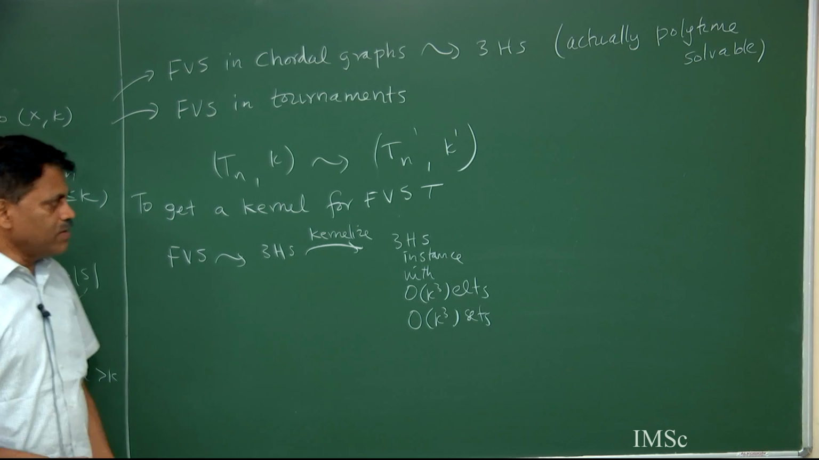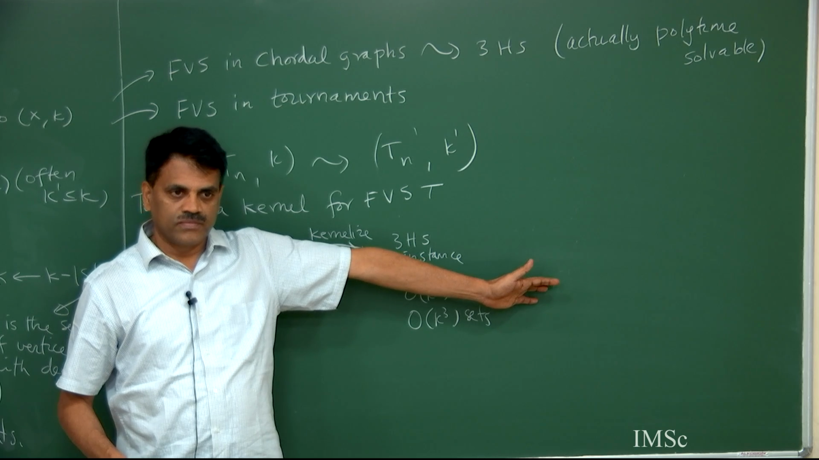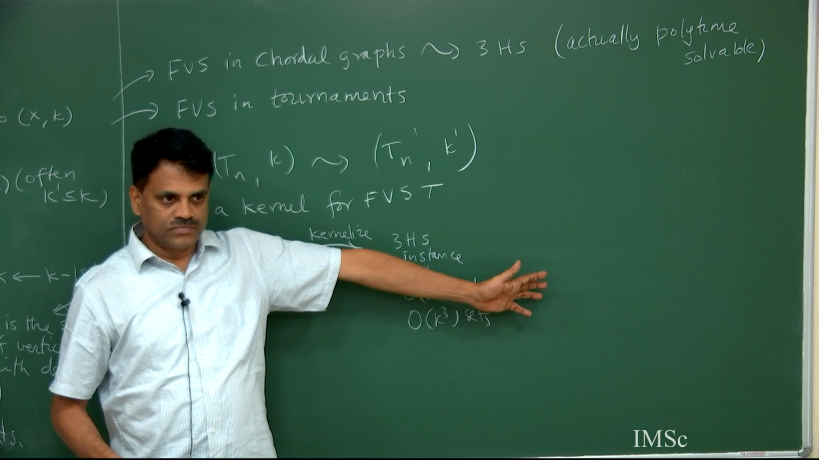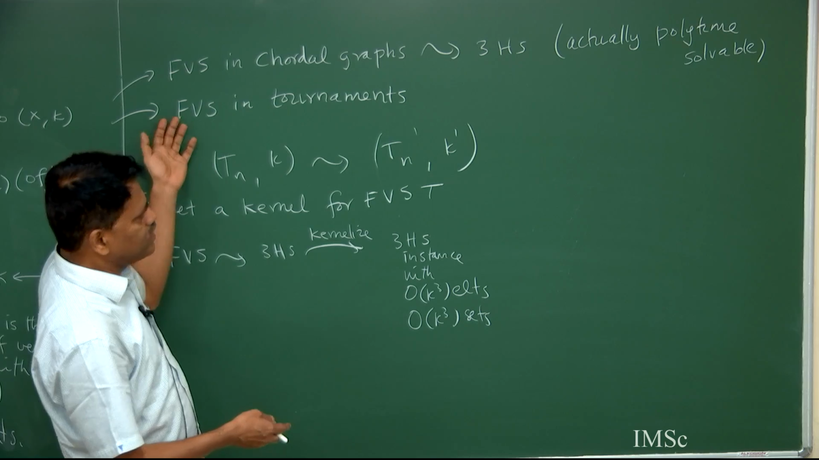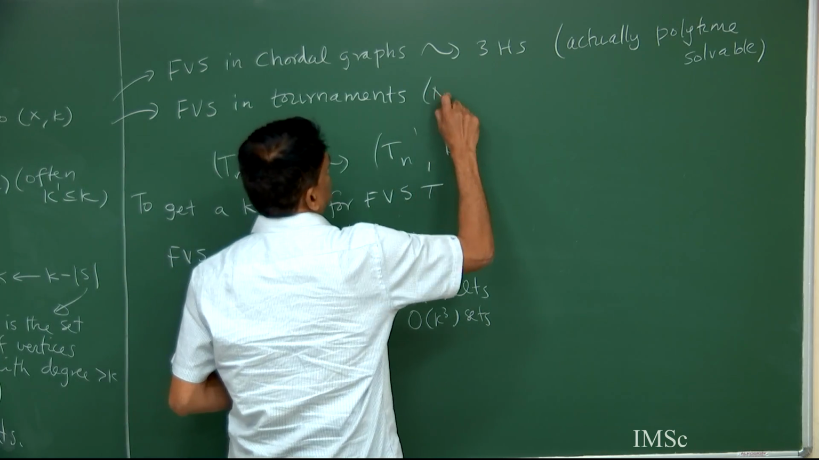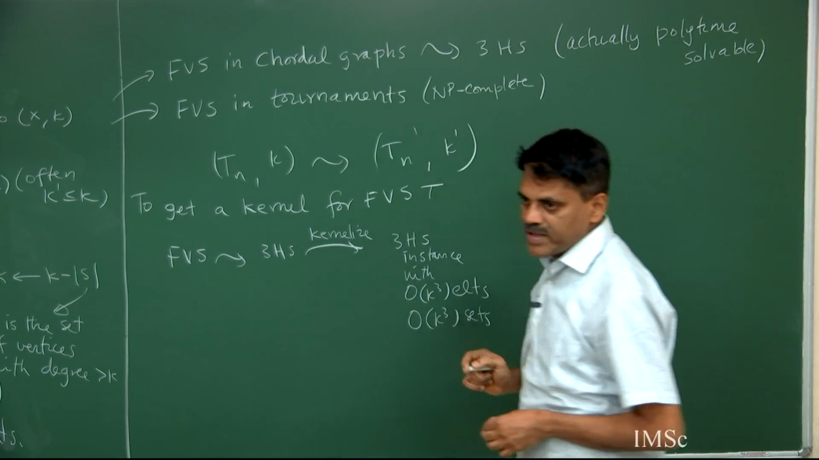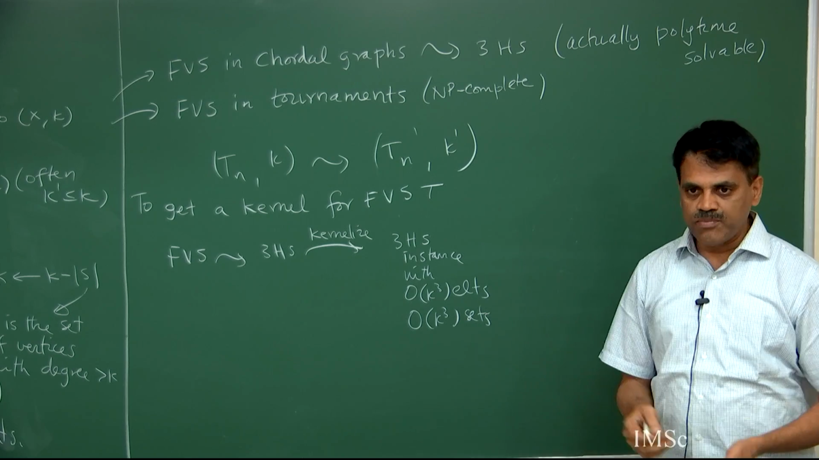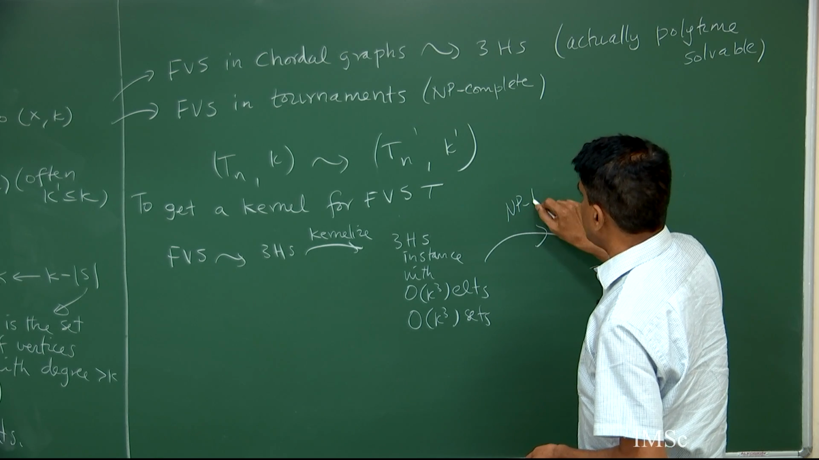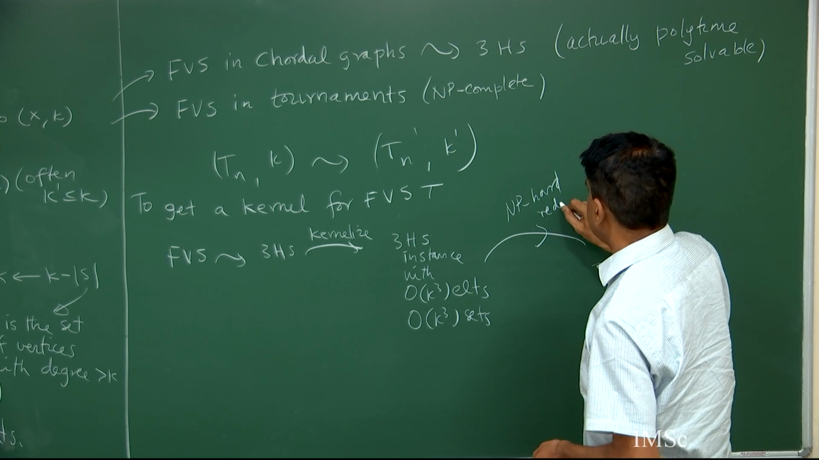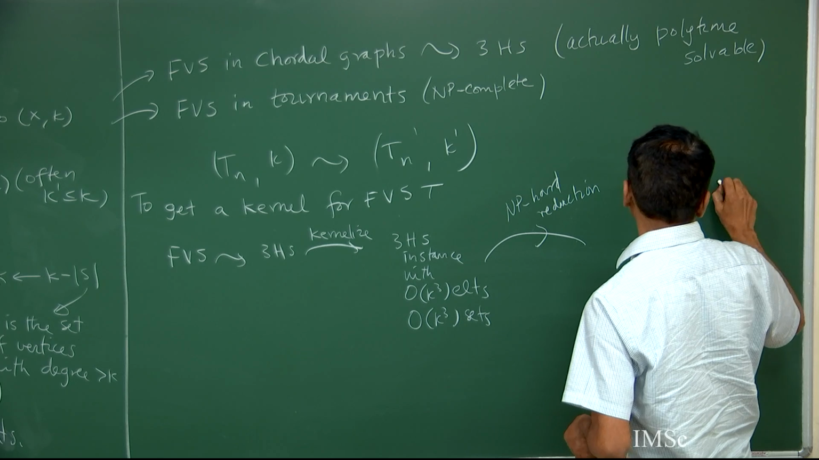there is a polynomial time reduction from 3 hitting set to feedback vertex set in tournaments. Why? Because both are NP complete. In particular, feedback vertex set in tournaments is NP complete. I did not say it, but you can actually prove this. So since the feedback vertex set problem is NP complete and 3 hitting set is in NP, by definition of NP-complete reduction, I can take the NP hard reduction and get a feedback vertex set in tournament instance.